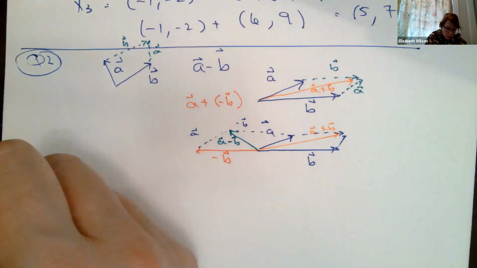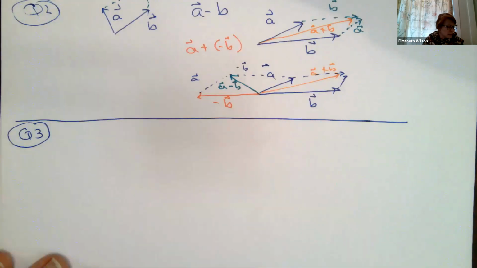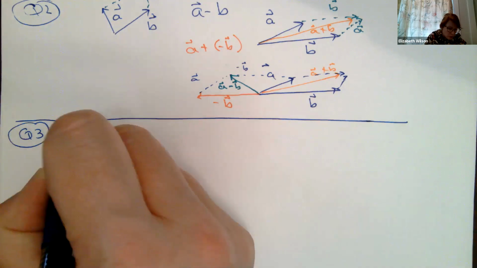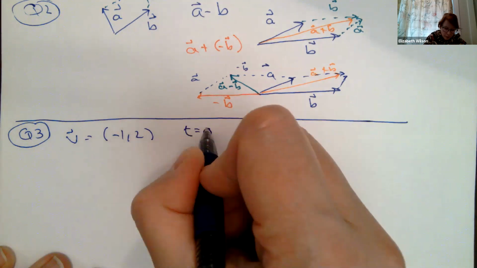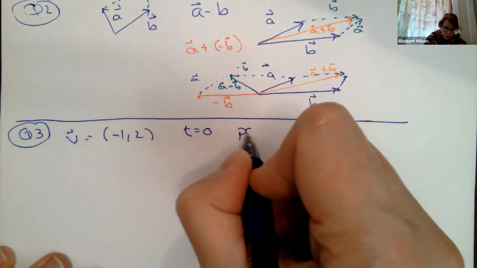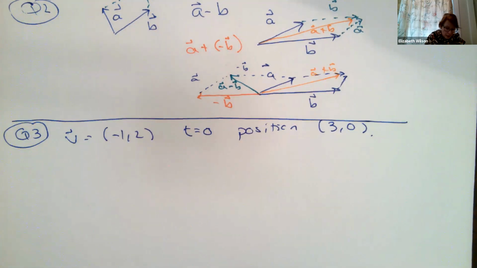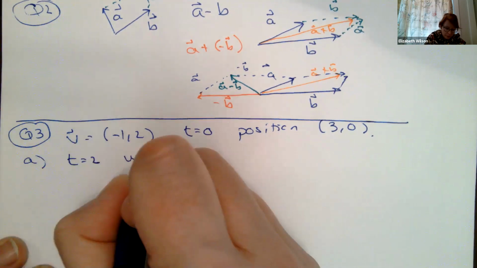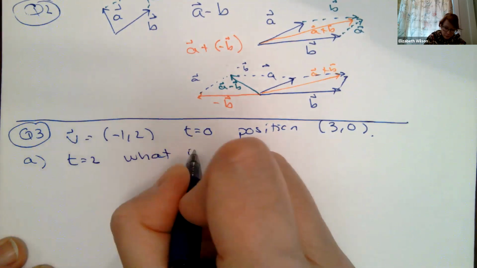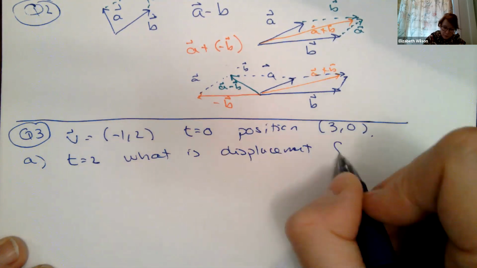Okay, so question 3 says, suppose an object travels in the xy plane at a constant velocity, -1, 2. At time t equals 0, the object is at position 3, 0. Okay, so part A says, at t equals 2, what's the object's displacement from its initial position?